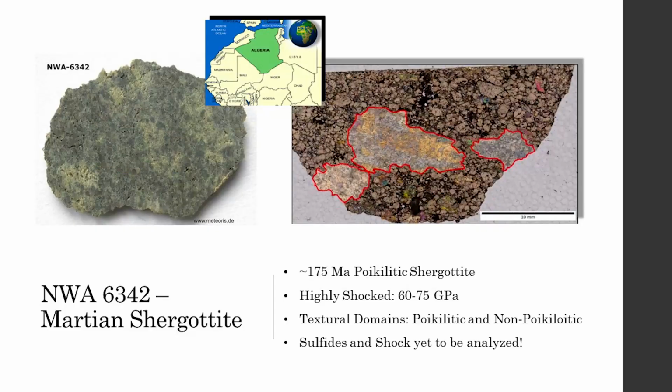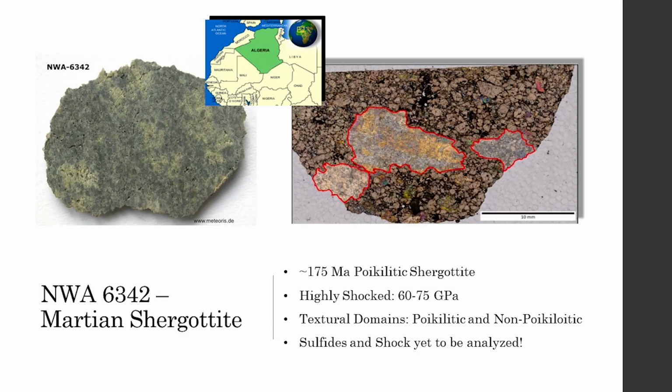So the sample that I get to work on is NWA 6342, and as was mentioned, they're named based on where they were found. So NWA is Northwest Africa, and it was found in Algeria in 2010, and it was acquired by the ROM. And this specific type of Martian meteorite is called a shergotite, which can basically translate over to, on Earth, a basalt or a lava type rock. So this would have come from the Martian volcanic activity. It's about 175 million years old, and it had undergone about 60 to 75 gigapascals of pressure in its formation.